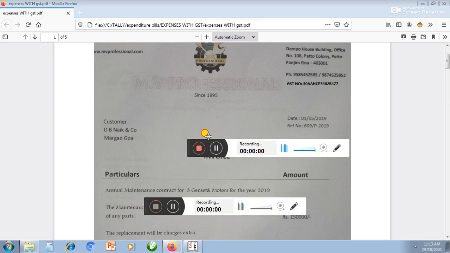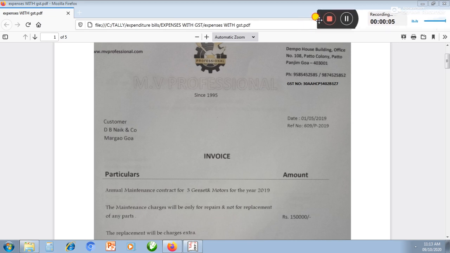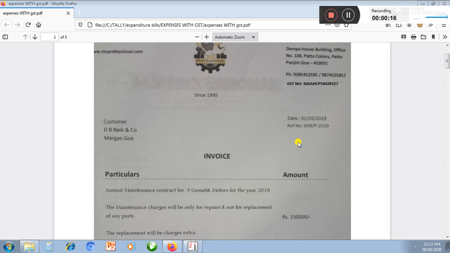So let us pass these TDS transactions. In the last lecture, we already explained the meaning of TDS. Remember one thing, TDS is deducted only on service that we receive, not on purchase. That is very, very important. You have to note down that it is only on service that we receive.